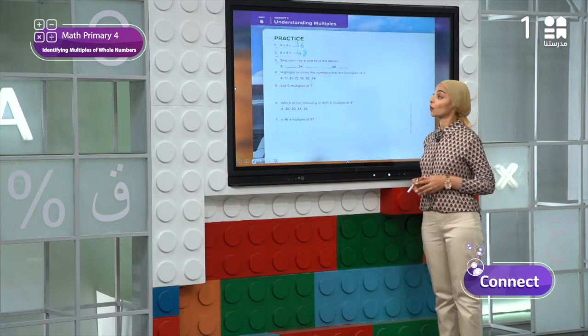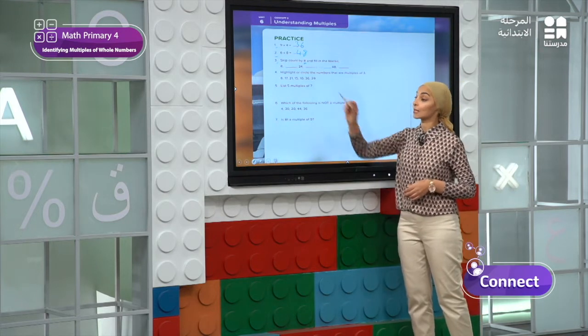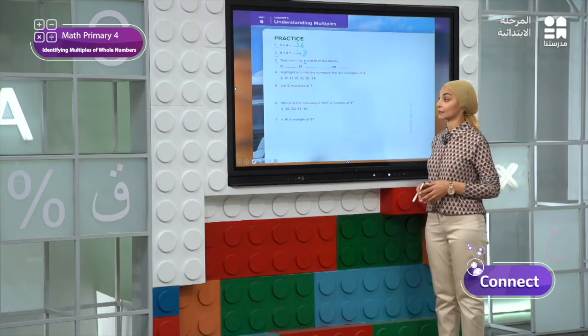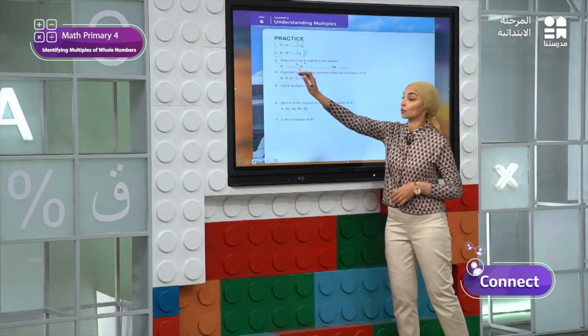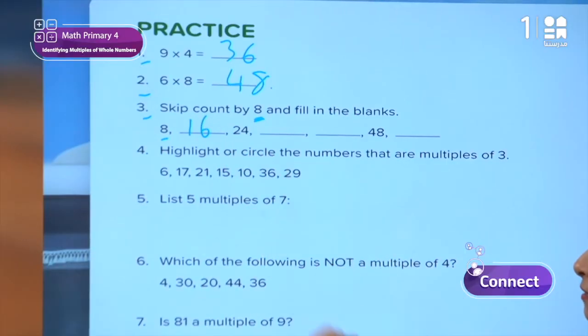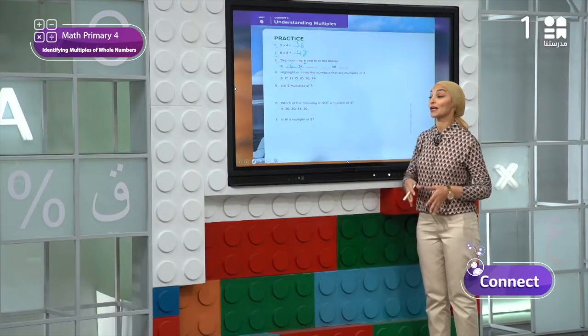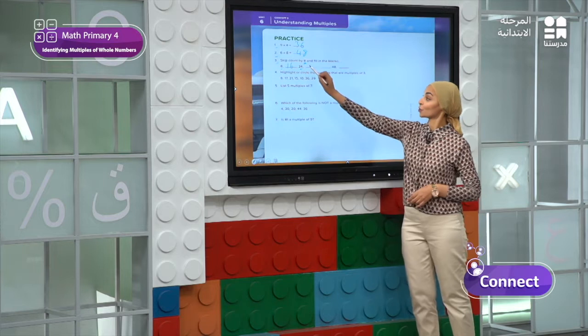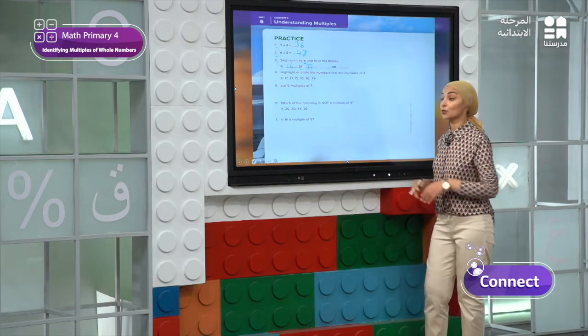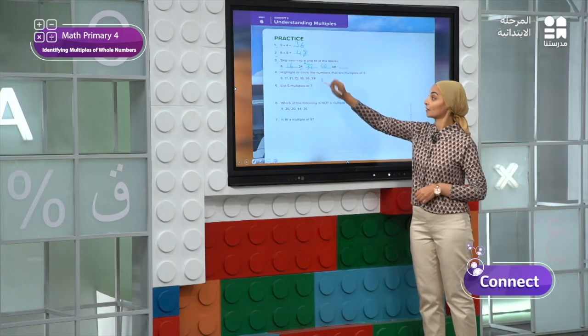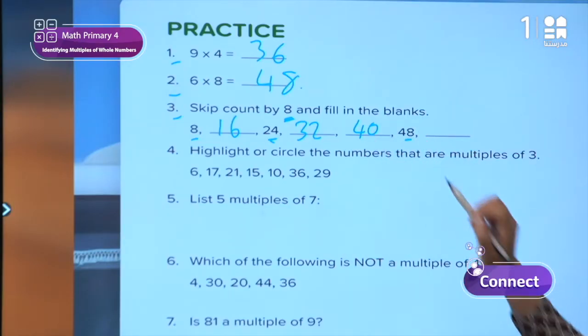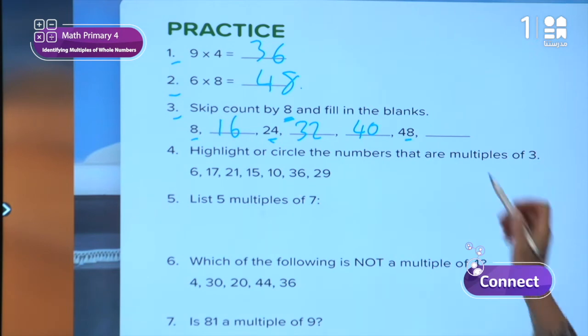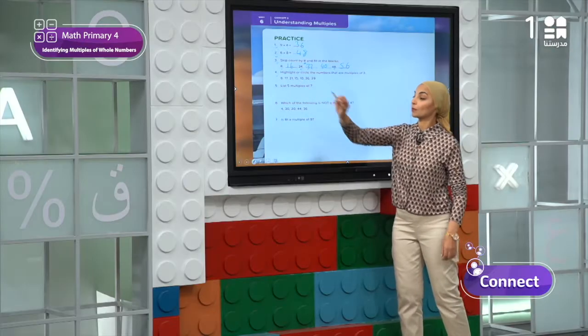Let's move to problem number three. You want me to skip count by 8, or move by 8. Then I will start with 8. It is already written. Skip counting by 8 gives me what? Yes, 16, right? Then skip counting by another 8, 24. It is written here. Then skip counting by another 8 gives me 32. And add 8 gives me 40. Then skip counting by 8 gives me 48. It is already written. The last number will be 56.